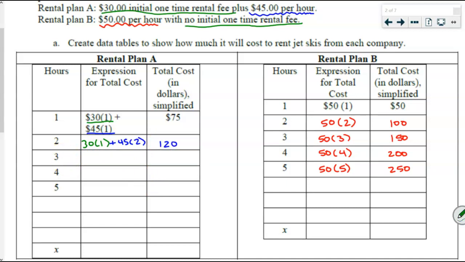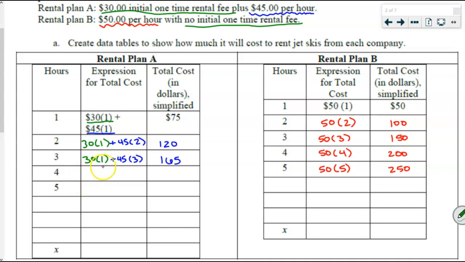Let's continue to follow this pattern. 3 hours. Well, we're still paying that $30 one-time fee, but now it's $45 an hour for the 3 hours that we're going to be there. This one is not quite as easy to math in our heads. I got 165. What'd you guys get? Same? Thank you, Tanner. Let's make sure we're using our calculators. Don't rely on me or Tanner to do the math for you. Make sure that you guys are doing it as well and checking our work.